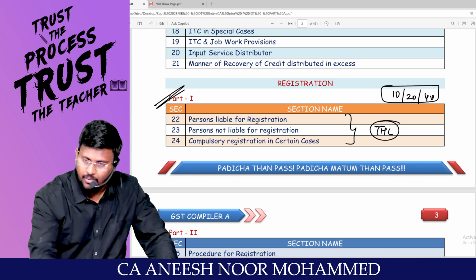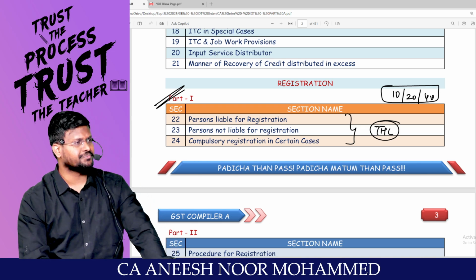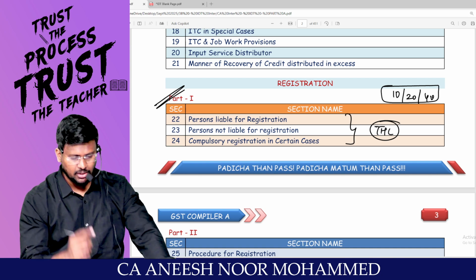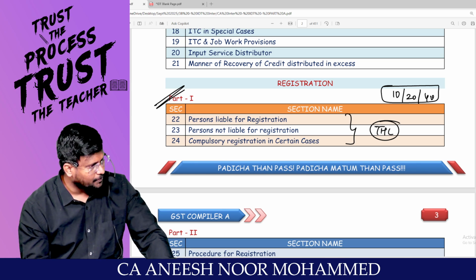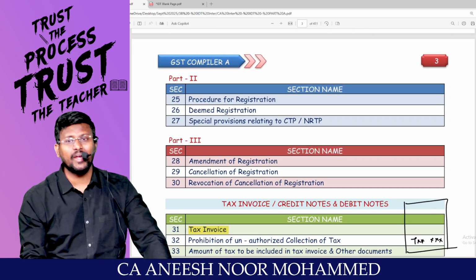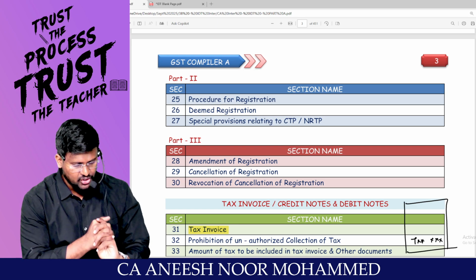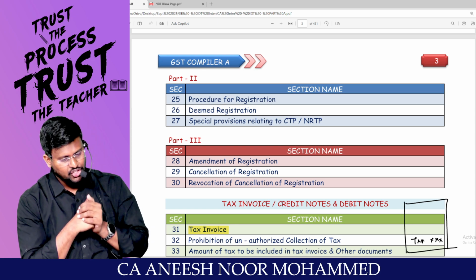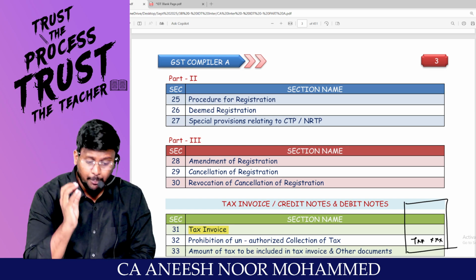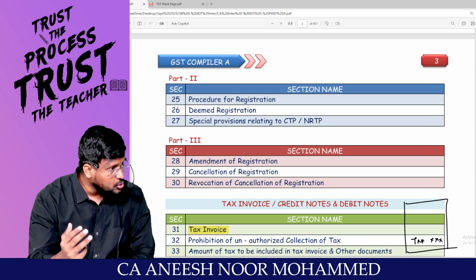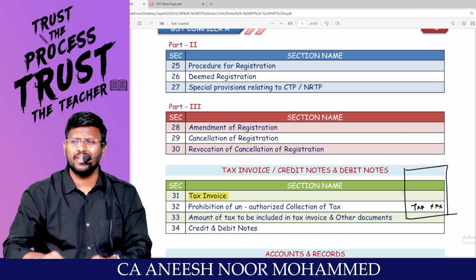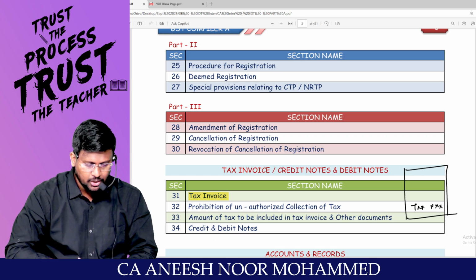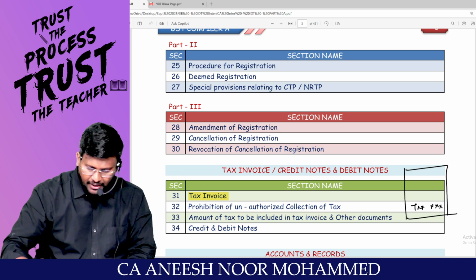From here we will say once again, what is section 22? Person liable for registration. Section 23, person not liable for registration. Section 24, compulsory registration. Section 25, procedure for registration. Section 26, deemed registration. Section 27, special provisions relating to casual taxable person and non-resident taxable person. Everyone repeat. 28, amendment of registration. 29, cancellation of registration. 30, revocation of cancellation of registration.